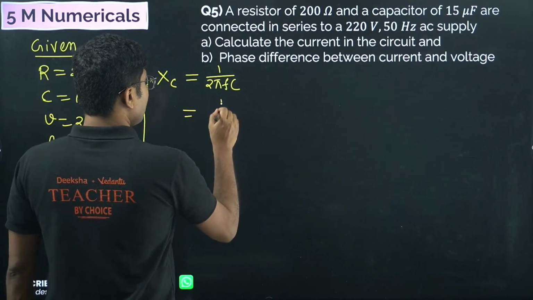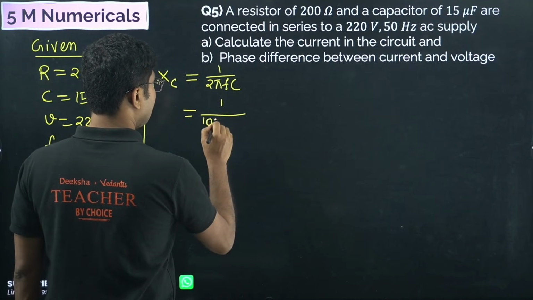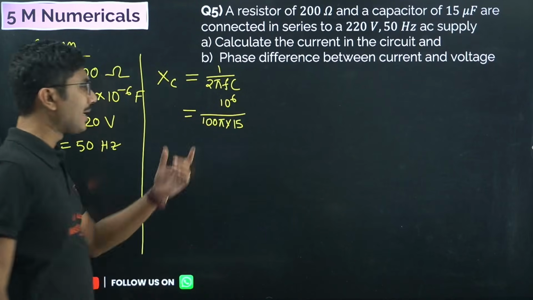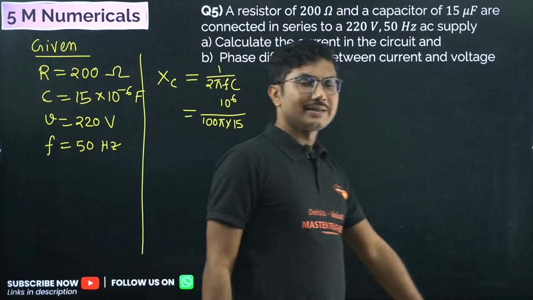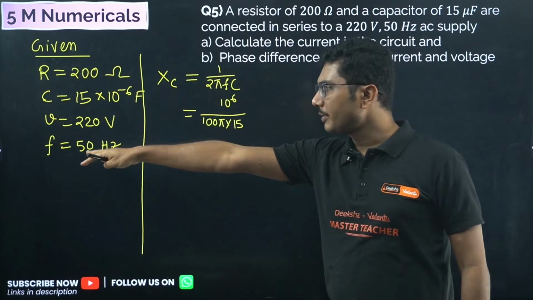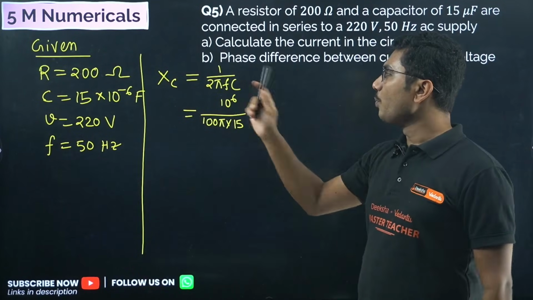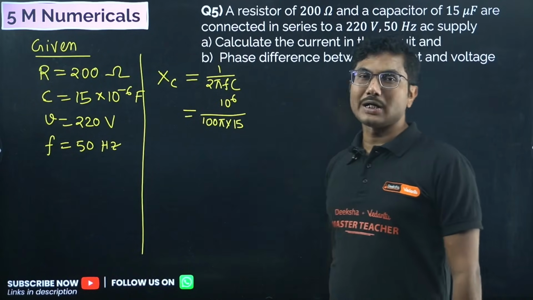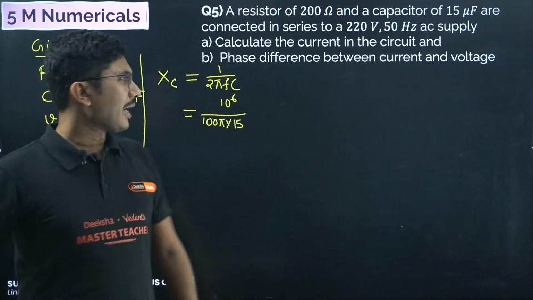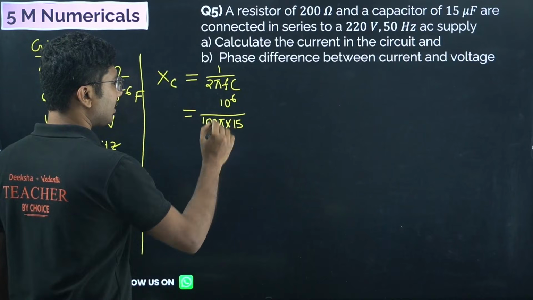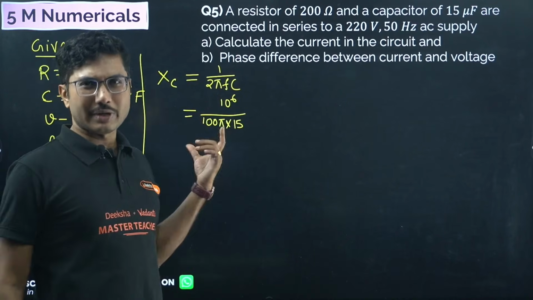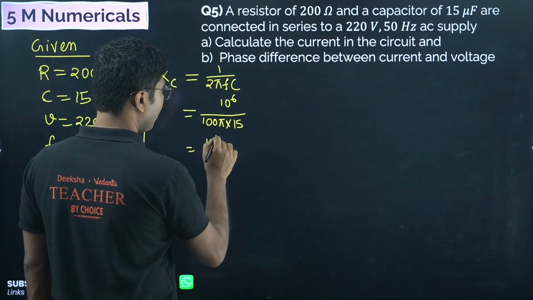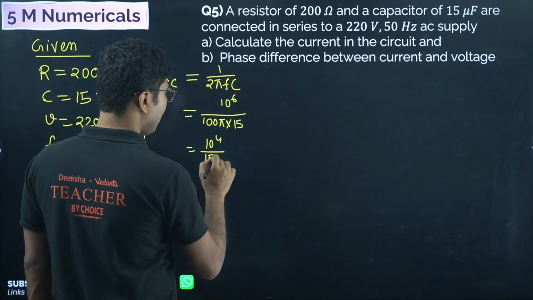So 100 pi into 15 into 10 to the power of minus 6. Why have I written 100 pi? Again, this is something you should remember. If 50 Hz is given as the frequency, 2 pi f always becomes 100 pi. Remember it if you can. Otherwise, no need, but if you can, it only helps you eliminate some of the values. So the zeros cancel, and you get 10 to the power of 4 divided by 15 pi.